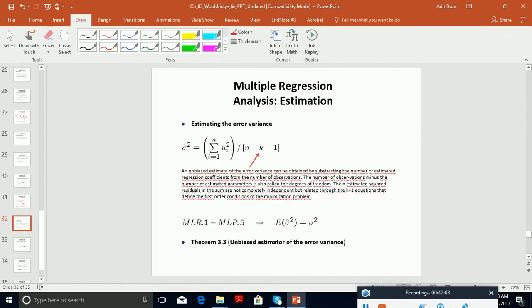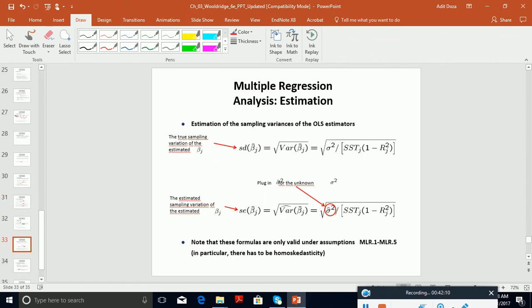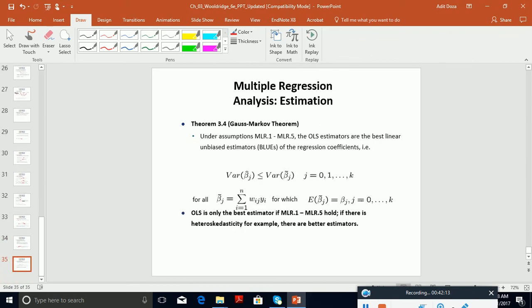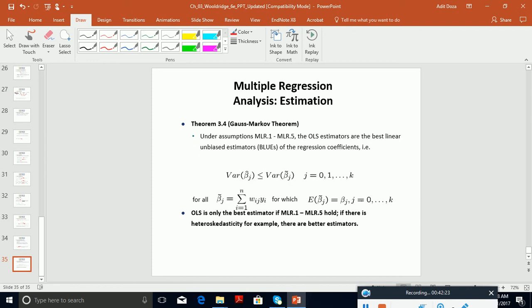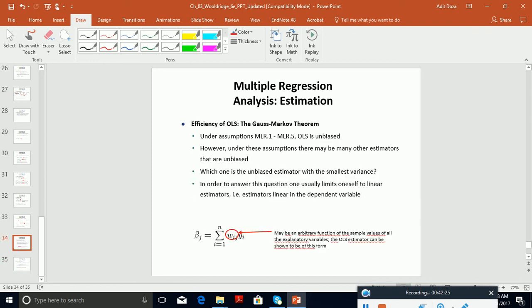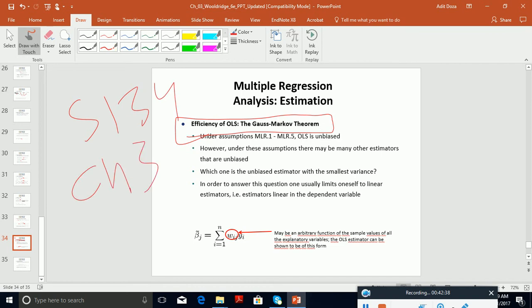I'm not going to ask much of this. And these 5 assumptions are also called the Gauss-Markov assumptions. That determines the efficiency of the estimator. So maybe slide 34, just a recap of chapter 3.